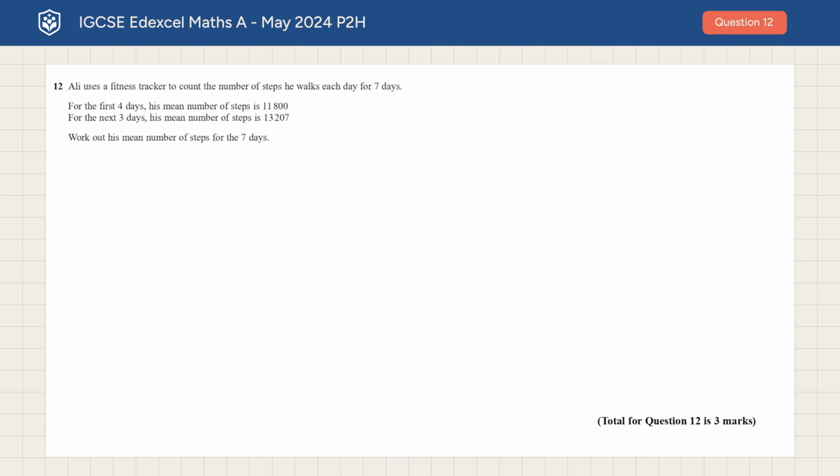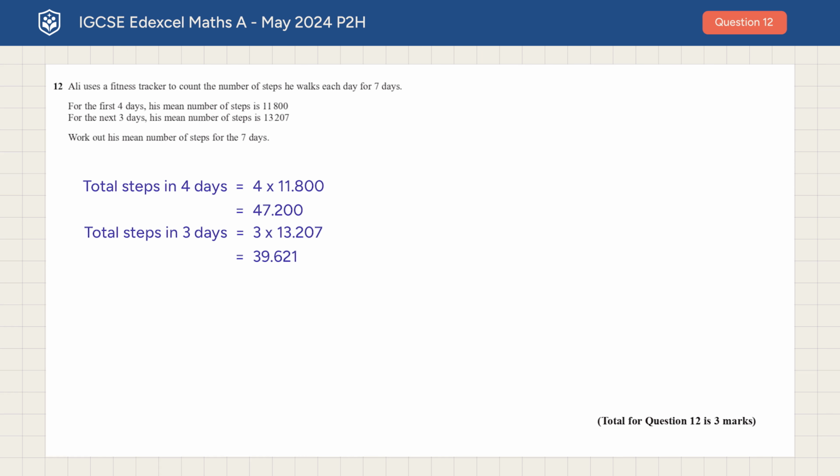First, we need to find the total steps for the first 4 days. Since the mean is the total divided by the number of days, we multiply the mean by 4. 11,800 times 4 gives us a total of 47,200 steps. Next, we find the total steps for the next 3 days. We multiply that mean by 3. 13,207 times 3 gives us 39,621 steps.